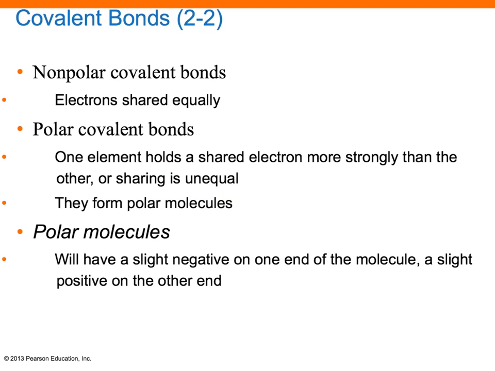There are different types of covalent bonds. Nonpolar covalent bonds is one type, and it's where the electrons are shared equally. A second type is called polar covalent bonds, and this is where there's an unequal sharing of electrons, and one element holds a shared electron more strongly than the other element. They form a polar molecule. Polar molecules have a slightly negative charge on one end of the molecule and a slightly positive charge on the other end.